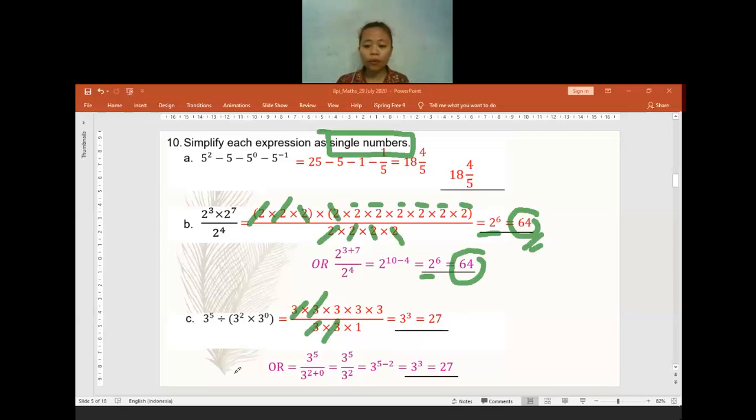Now if we use the rule from yesterday's class, 3 to the power of 5 divided by 3 to the power of 2 times 3 to the power of 0. We have to finish the bracket first when we follow the BIDMAS rule. So we finish 3 to the power of 2 times 3 to the power of 0. When we multiply the numbers, we can directly add the powers. 2 plus 0 will be left over as 2. So 3 to the power of 5 divided by 3 to the power of 2. When it is division, we can subtract the powers. 5 minus 2 is equal to 3. So the final answer is 27.